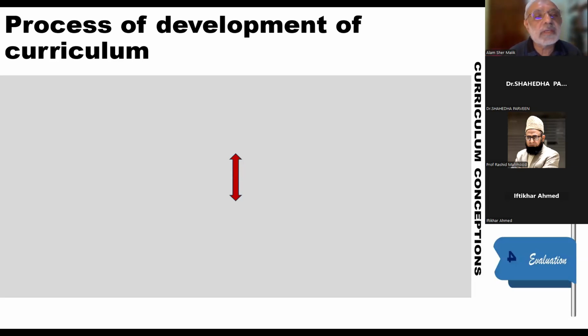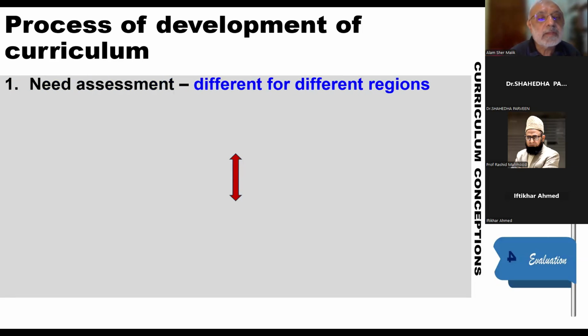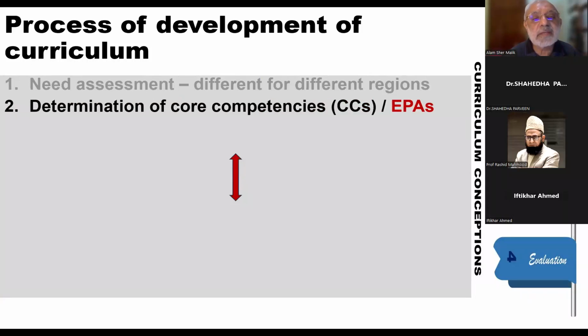Let's go quickly through the process of development of curriculum, because it would help us later to understand the concept of identifying the content. The first step in the development of curriculum is the need assessment. What kind of doctors do we need? Then based on that, we identify the core competencies. What are the attributes, the competencies, the entrustable professional activities our graduates should have?